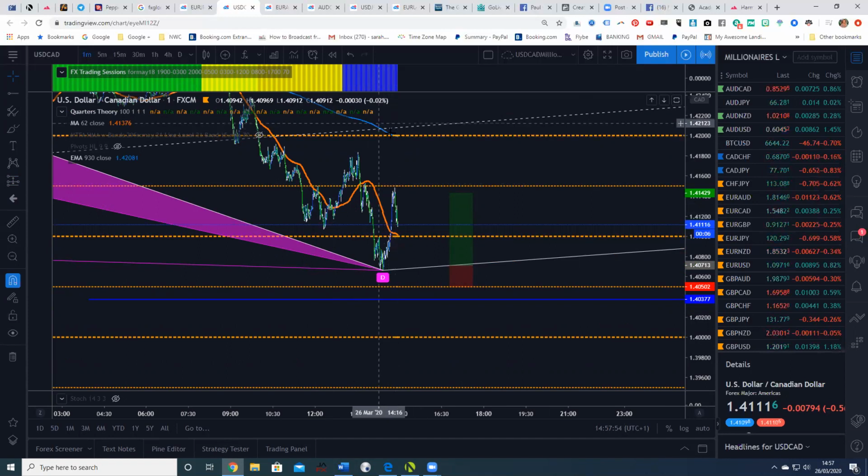That is showing, saves me switching time frames. That's showing me the 1 minute momentum of the 62 EMA. What is the 62 EMA? It is the average of price over 62 days. So depending on which time frame you're on, it's measuring a different set of 62 candles.